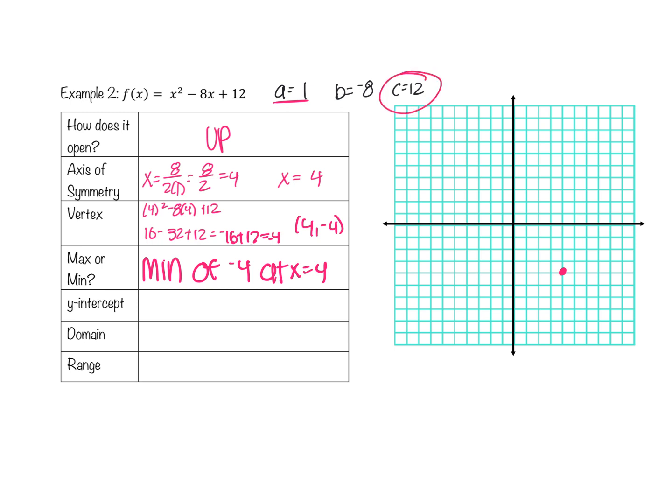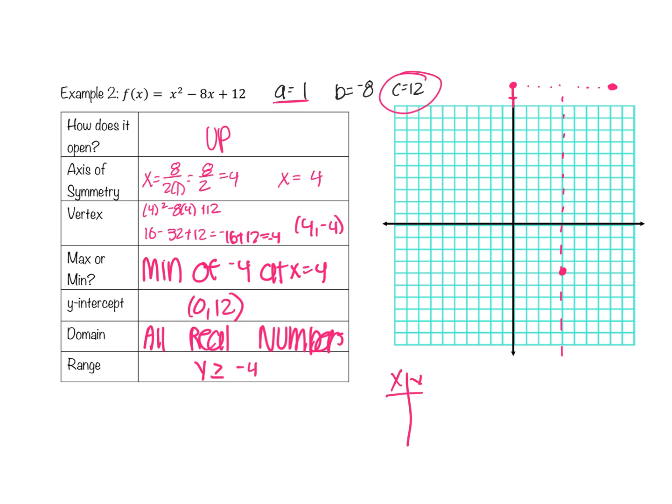My y-intercept is my c value, so that is 0, 12. My domain is the same, so it's all real numbers. And then my range is going to be y is greater than or equal to -4, since it opened up and that's a minimum. My y-intercept is actually going to fall off the graph up here, but I can still reflect it over to the other side. It is 1, 2, 3, 4 spots away, so 1, 2, 3, 4 spots on the other side. I'll also have a point at y equals 12.